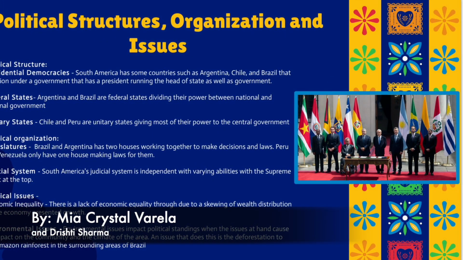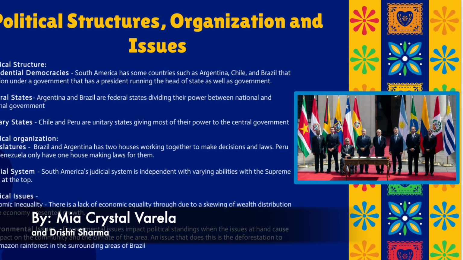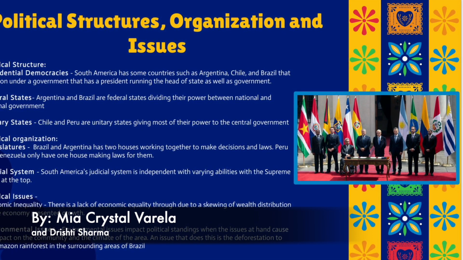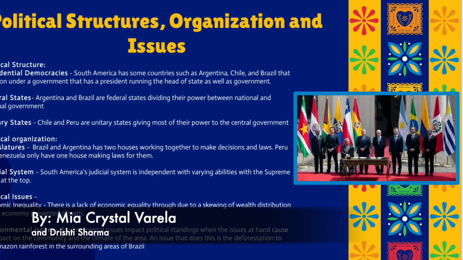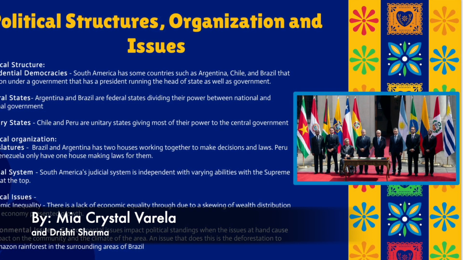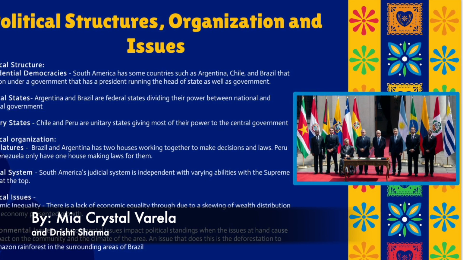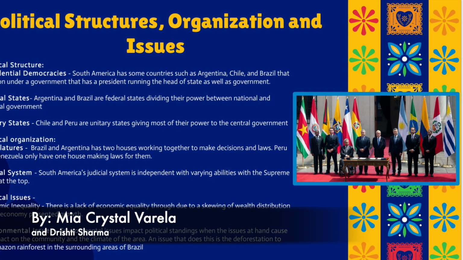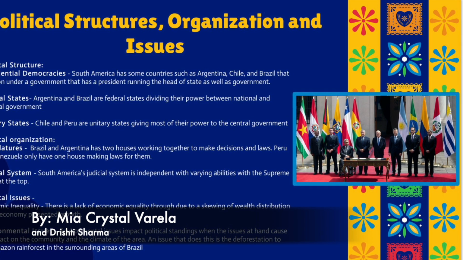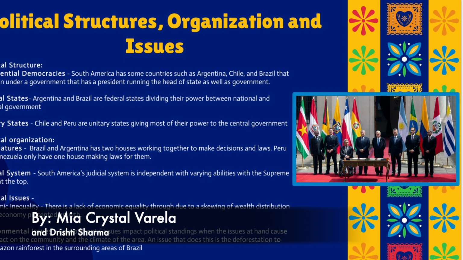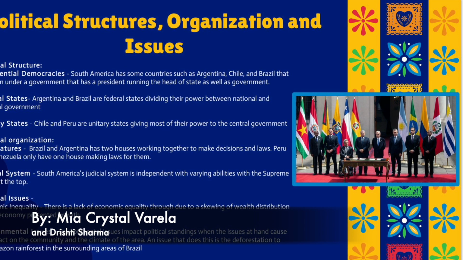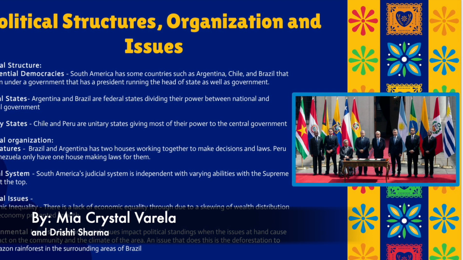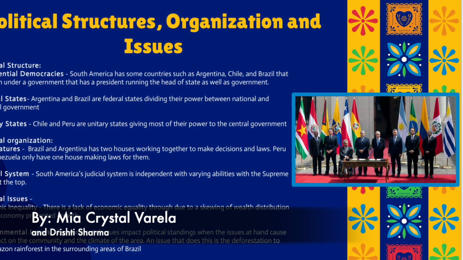The next slide is on political structure, organization, and issues. Political structure, you have South America having countries such as Argentina, Chile, and Brazil that operate under a presidential system, where the president is both head of state and head of government. You also have federal states dividing their power between national and regional governments, followed by unitary states such as Chile and Peru, whose power is controlled by the central government.